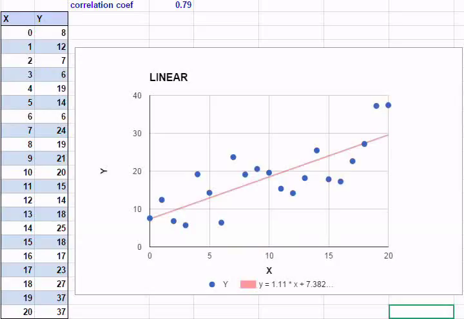Our first case is for linear correlation that is good. We have the data here on the left, x and y. We can see x is a simple linear case from 0 to 20, and y is trending upwards but with a large random component. If we chart a scatter plot, we can see that the data is somewhat scattered, but we can drive a linear trend line through that data, and the correlation we get is fairly high at 0.79.